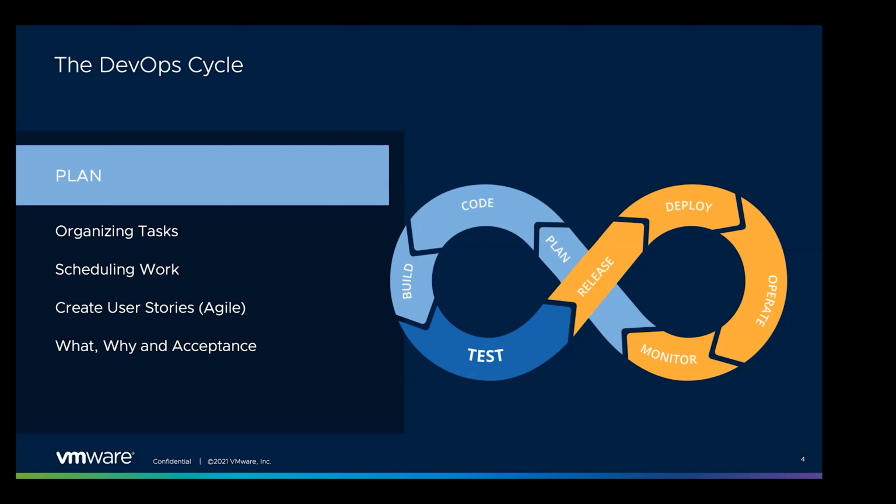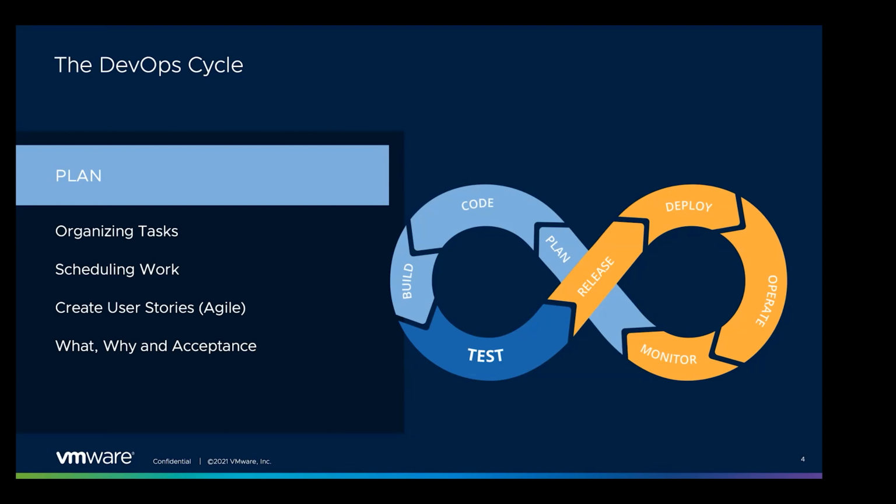But if we take a little walk around this DevOps cycle, and we start in the planning phase, really this is where you're organizing your tasks and schedules, and you're setting up project management tools. The idea is that you create a user story, to use the agile methodology, and you write tickets in the form of a user story, which allow developers and operations to understand what development needs to be done, so what changes need to be made and why.